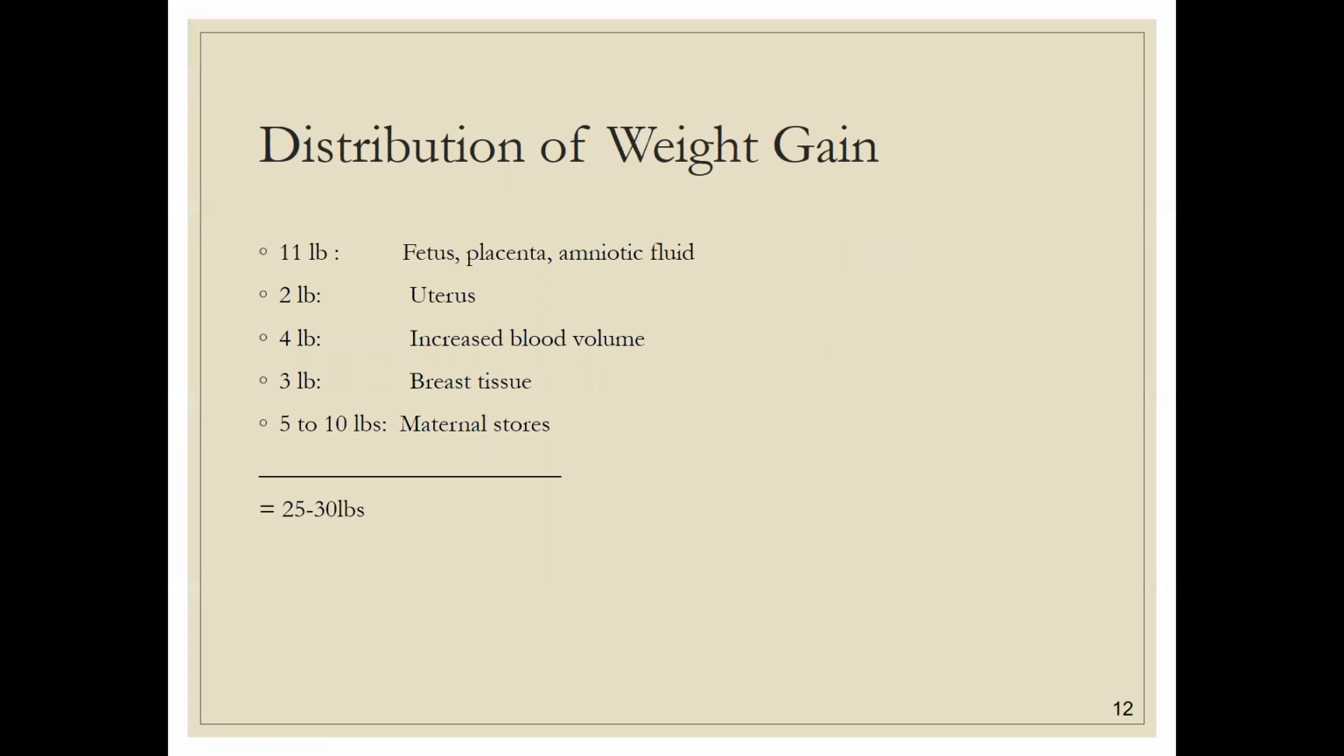All right, so let's talk about the distribution of weight gain in a pregnant woman. On average, about 11 pounds is from the fetus, the placenta, and the amniotic fluid. The uterus weighs about 2 pounds. The actual increase in blood volume accounts for about 4 pounds total in the body. And then the breast tissue enlarges and adds extra fluid as well. That's about 3 pounds. And then you have an extra 5 to 10 pounds in maternal stores. So we're looking at about 25 to 30 pounds.